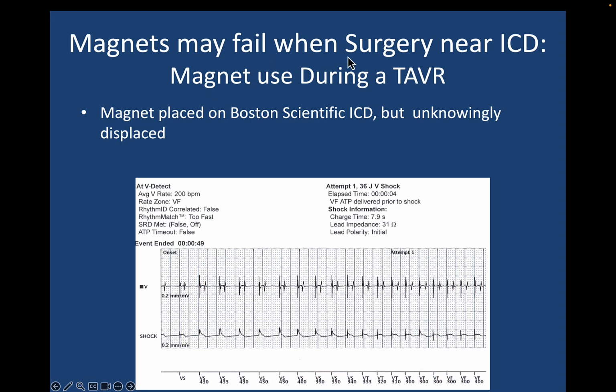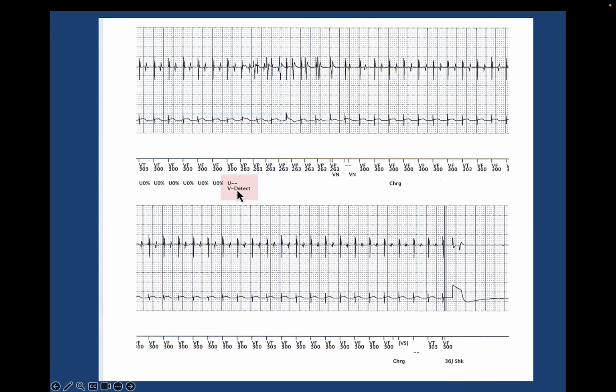Magnets may fail when the surgery is near the ICD. Here's an example of a patient having a TAVR, Boston Scientific ICD. The magnet was positioned, and they thought it was turning off the anti-tachytherapy. And right here you see the rapid pacing that's initiated that we do when we do TAVRs. Initially, the rate is detected as V-sense, but then it goes to VT, and then finally VF. And enough VF intervals are detected here.